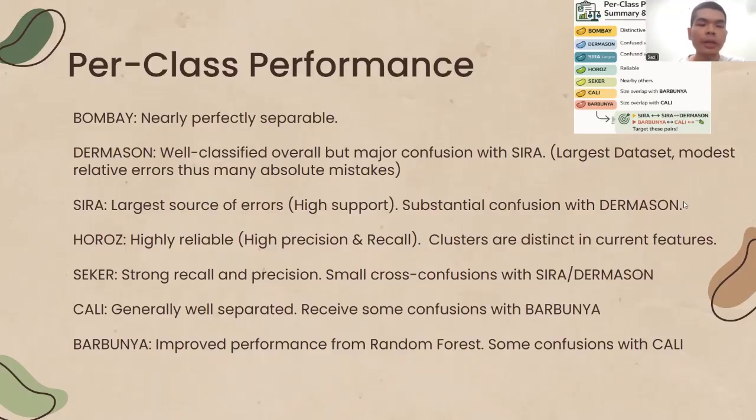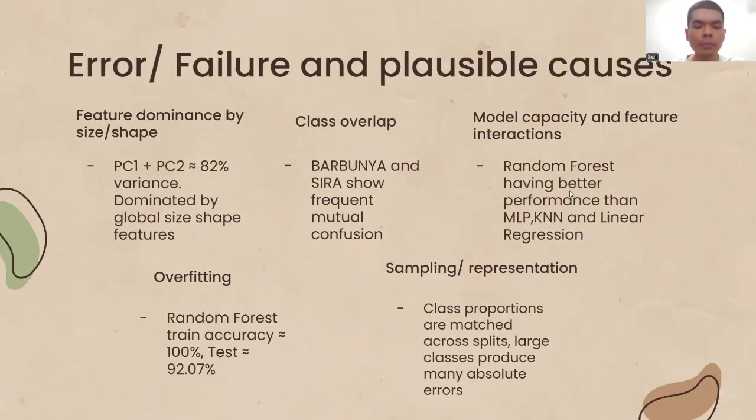So now let's talk about the error failures and plausible causes. For feature dominance, most variance is in shape and size, so classes that differ only by fine textures get confused. For class overlap, such as Sira, Dermason, and Barbunya and Cali, inspect misclassified samples and relabel where necessary. For model capacity, Random Forest models non-linear boundaries well. Logistic regression underfits.